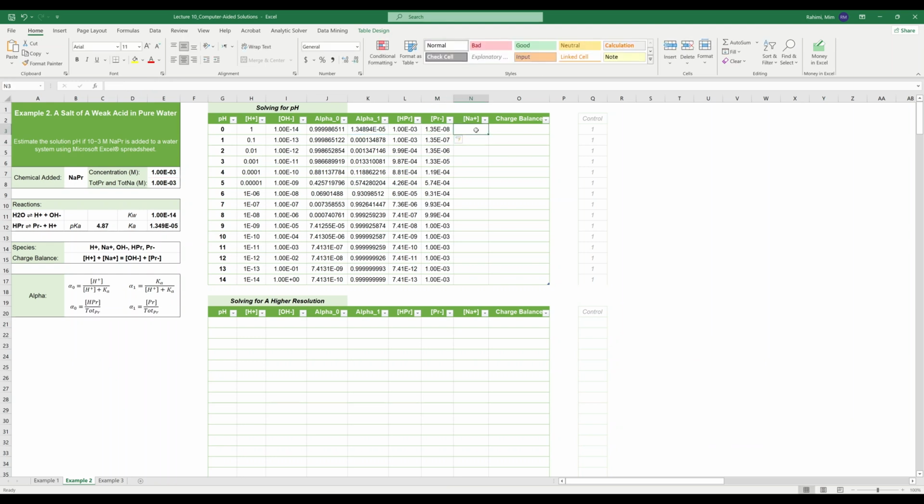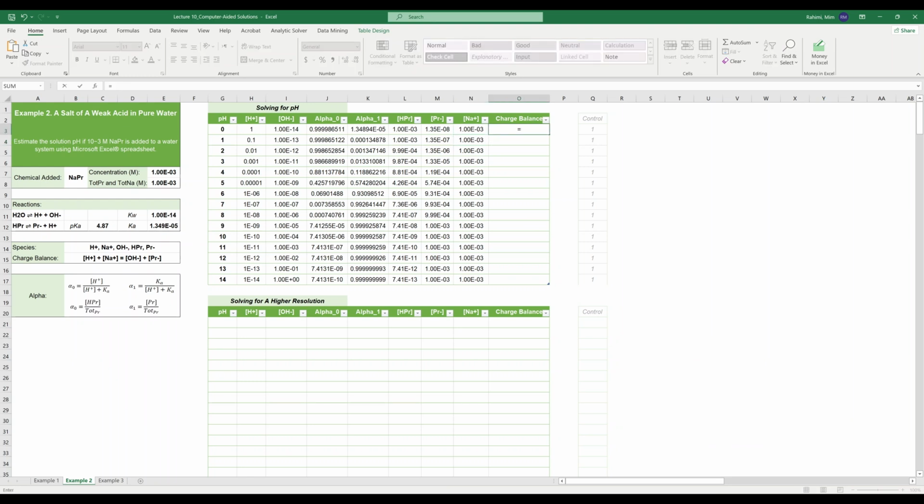So this time, sodium is not impacted by pH. Sodium is not reacting in any acid-base reaction. So at any pH, the concentration of sodium would be basically the same as the total concentration. It's not changing. It's the only species of sodium, so this would stay the same at any given pH. This is the biggest difference between example 1 and example 2.